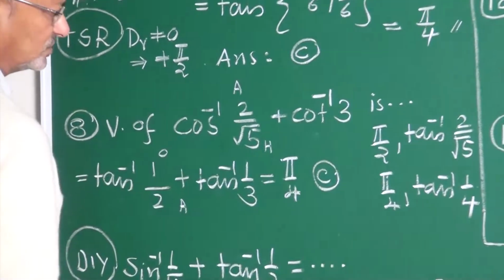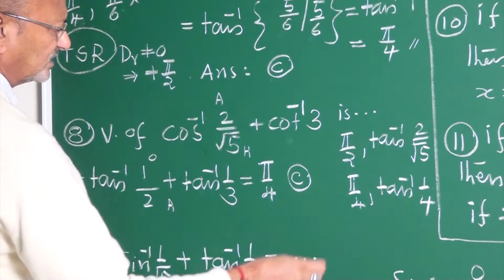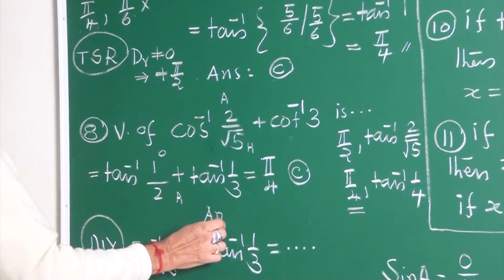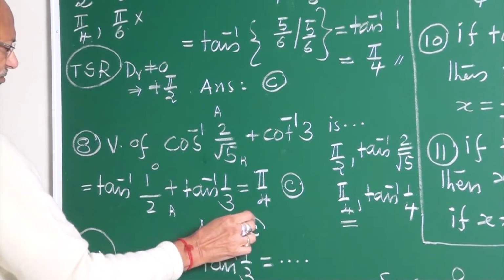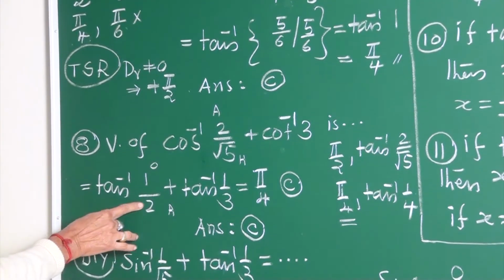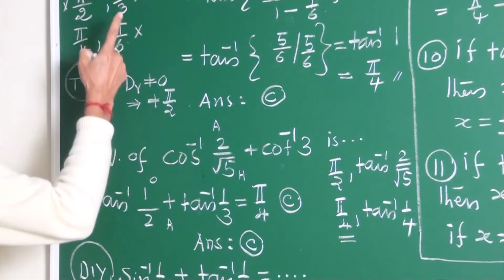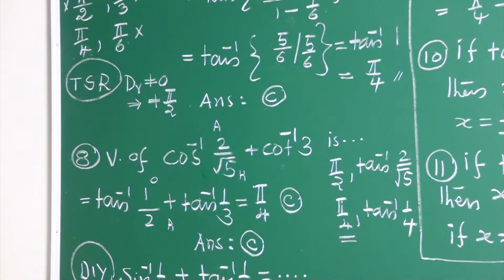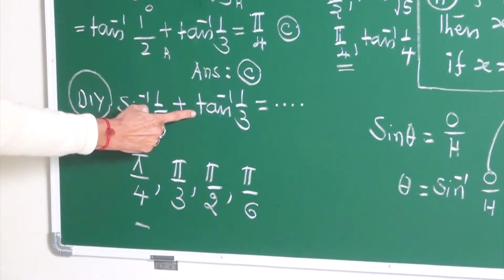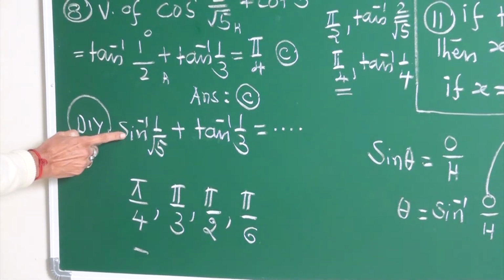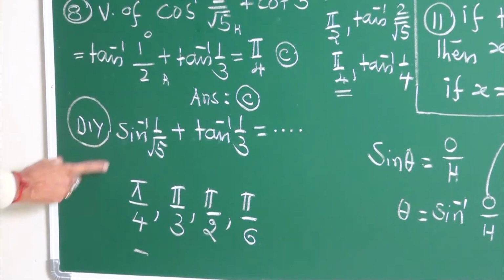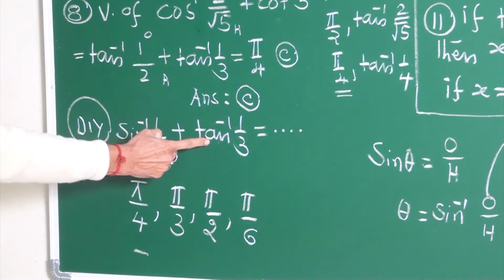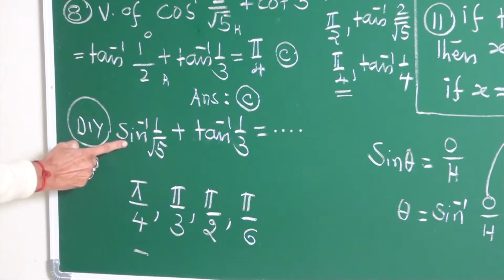Look at the options. Directly you can mark the answer as pi by 4. Therefore, what is the answer here? Answer is C here also. Why? Tan inverse 1 by 2 plus tan inverse 1 by 3 from the above is pi by 4. Next, my friends, this we can do. Directly tan inverse 1 by 3, this must be tan inverse 1 by 2, then only you will have the angle as pi by 4.